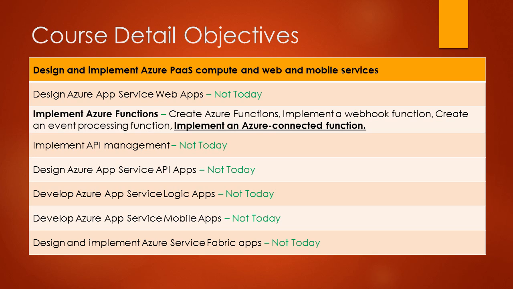Now moving to the next slide and taking a look at the details of the objective, design and implement Azure PaaS compute and web and mobile services. In this objective list, we will study the subtopic implement an Azure connected function, or implement Azure Functions, the one you can see underlined on the current screen. I'm gonna cover all subtopics with small dedicated videos like this one.